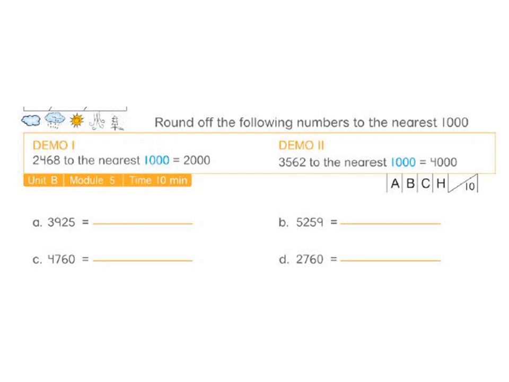Again in demo 2, 3562, concentrate on the third digit from the right, that is the digit in the hundreds place, it is 5. So it will be rounded off to the next 1000. So 3562 will be rounded off to 4000 because 4000 comes after 3000.